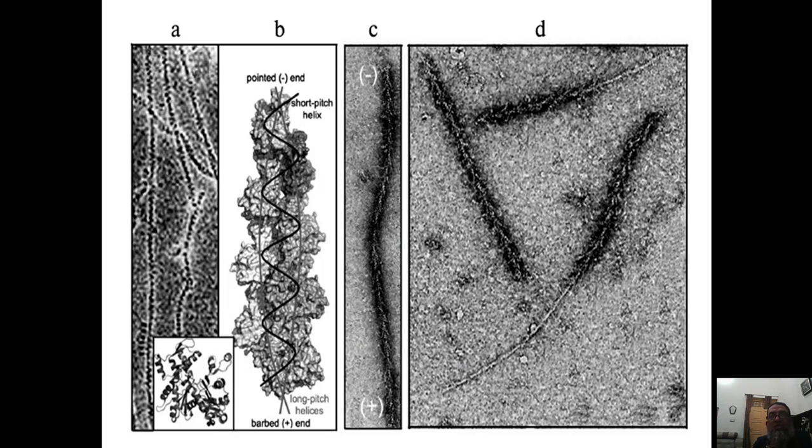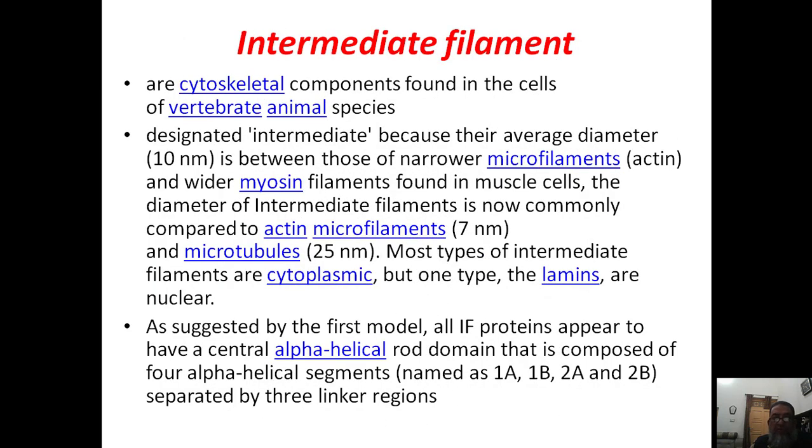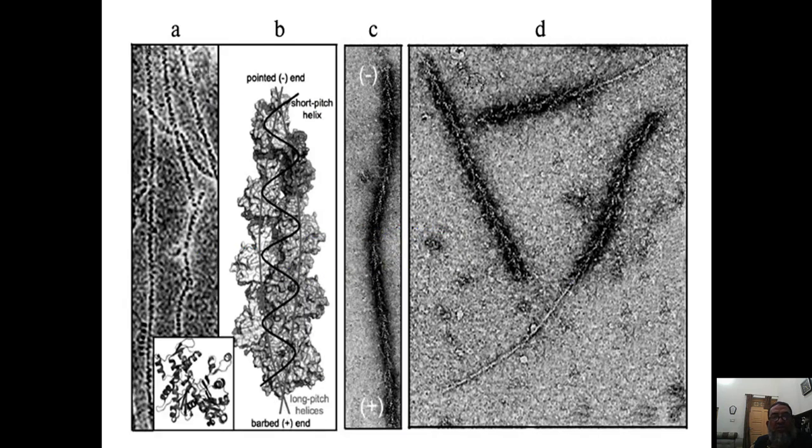Now this one is the electron microscopic picture of an actin filament showing the plus end. This plus end is the growing end, which allows more addition of G monomers of actin filament to elongate this double helix of the actin molecule.